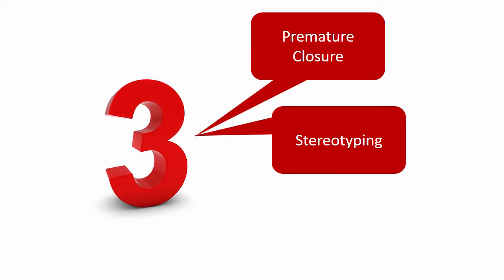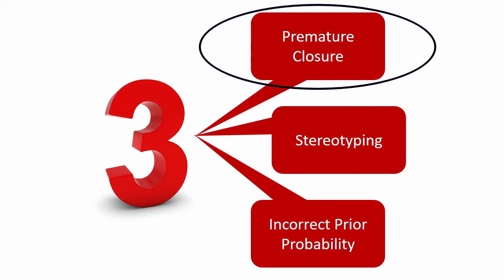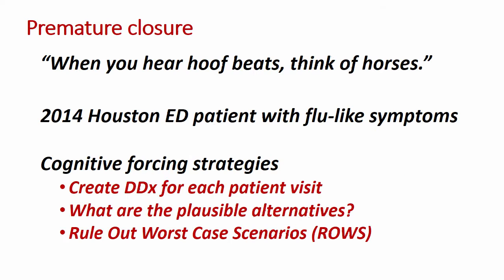And then to appreciate those stimuli and then purposefully employ the debiasing strategies that we're going to talk to you about today. So there are three main biases that our fast cognitive thinking is prone to: premature closure, stereotyping, and incorrect prior probabilities. So premature closure is the overwhelmingly common one that we identify in the emergency department, and we are prone to in the emergency department.